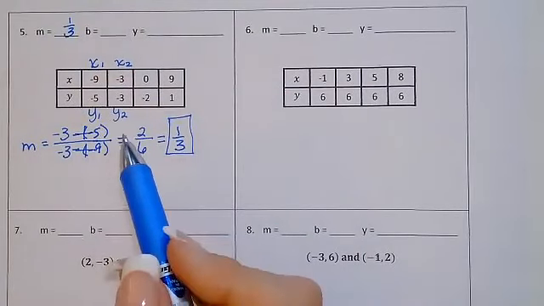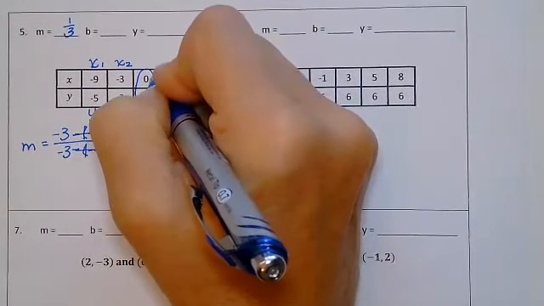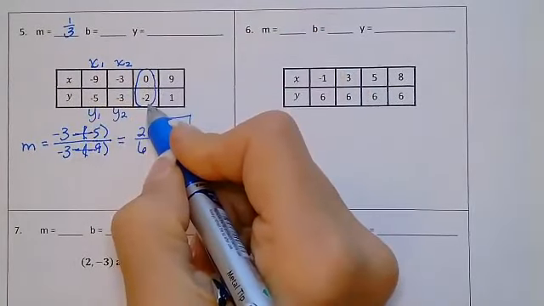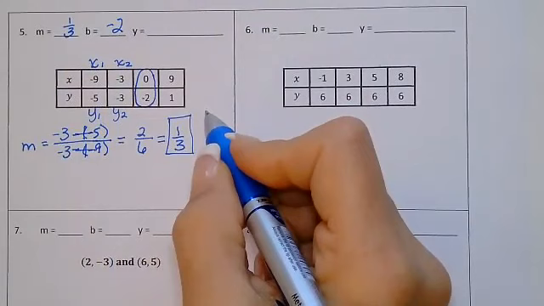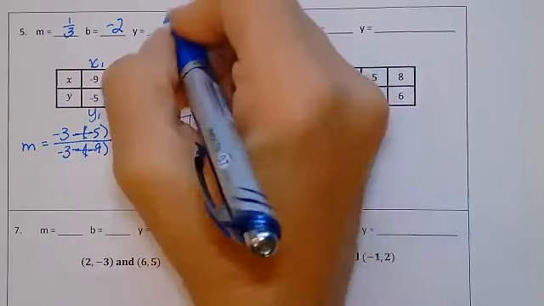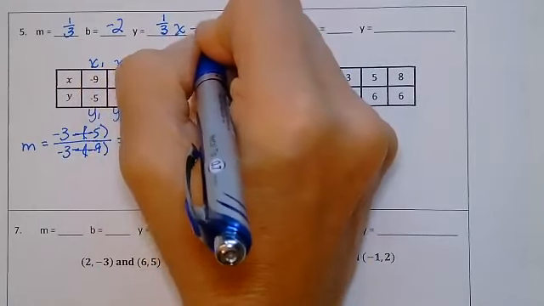Okay, for the y-intercept, we need to find where x is 0. Then this is the y-intercept. So -2. Let's write it in the right format. Y equals 1/3 x minus 2.